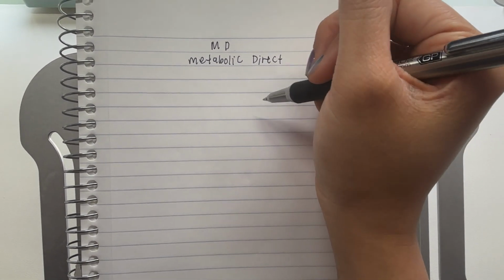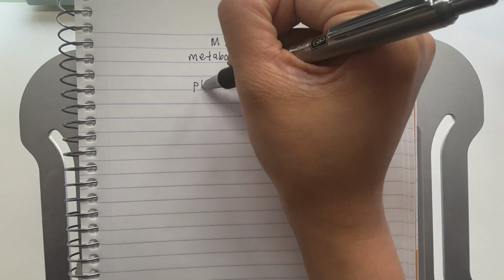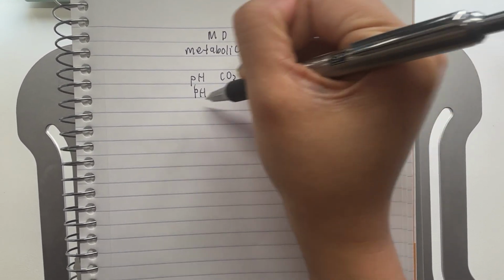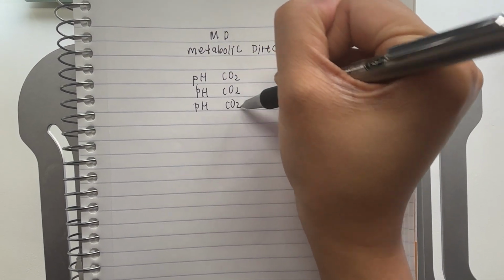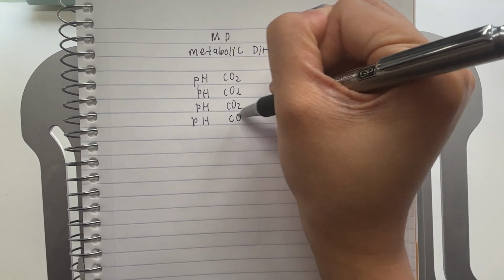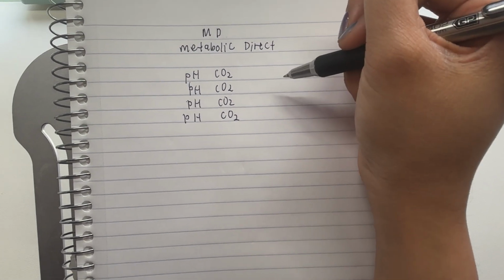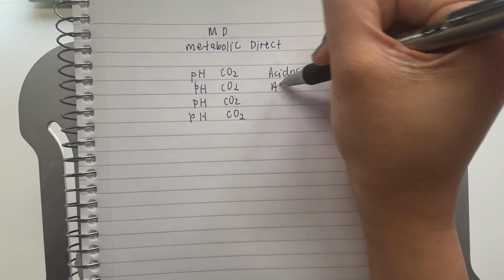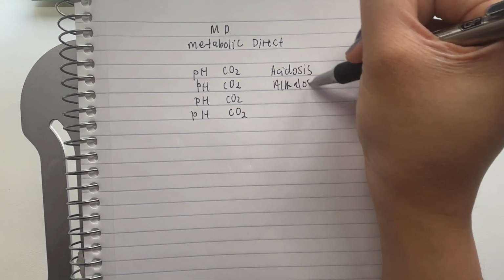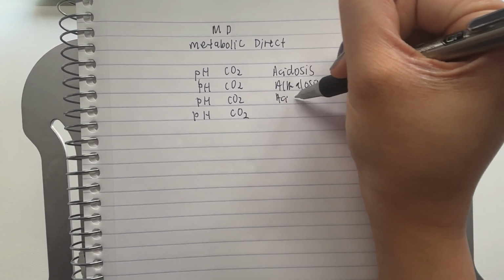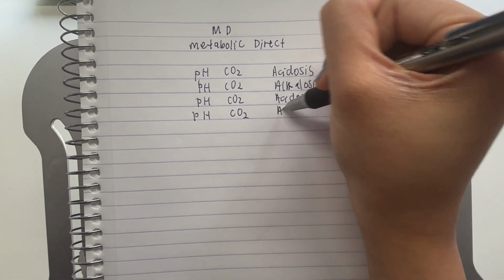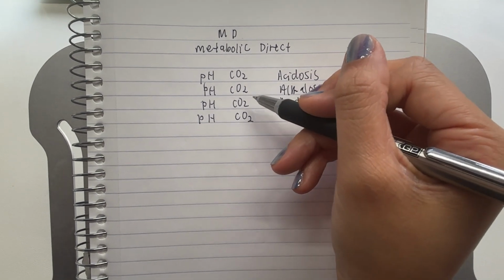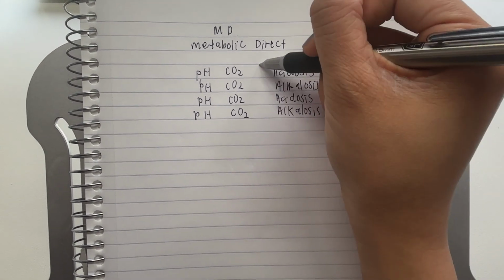So we're just going to make a table first that has pH, CO2, pH, CO2, pH. And then the first two, we're going to make them acidosis, alkalosis, acidosis, and then alkalosis. So you have to remember to put the carbon dioxide as the thing in your table.